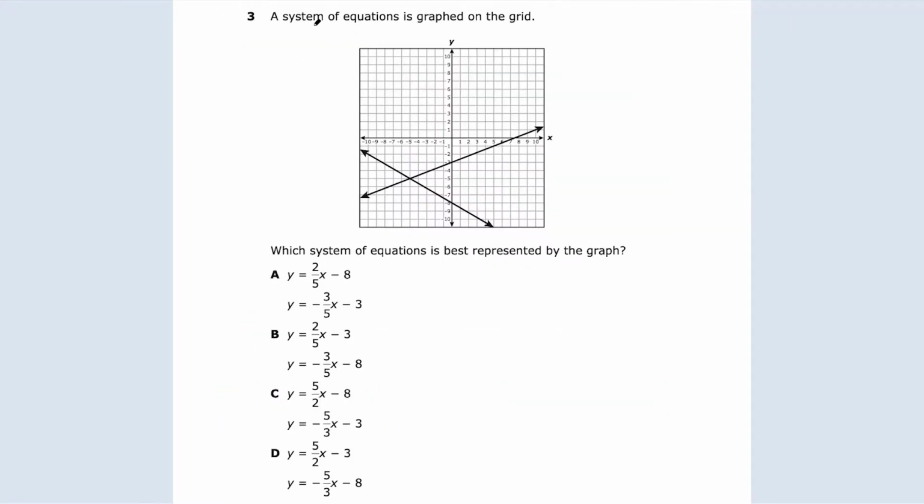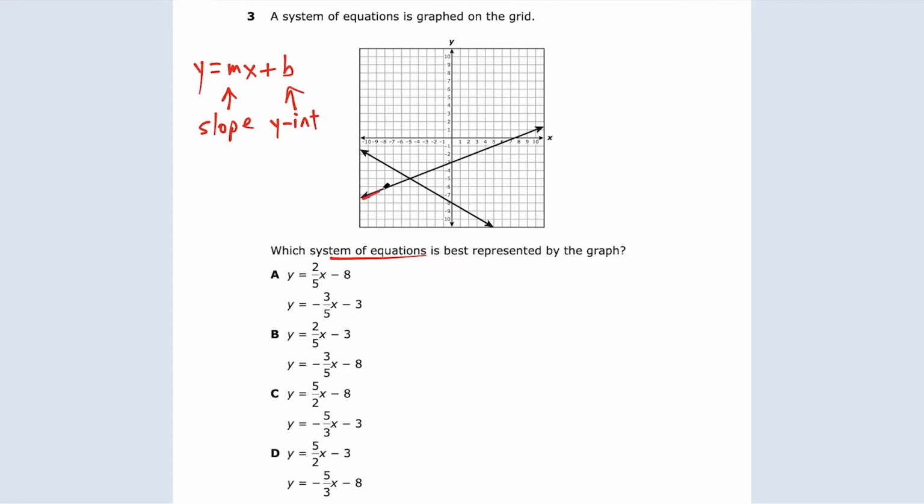So question 3, we have a system of equations graphed on the grid, and we want to know which system of equations is best represented by the graph. So this is the equation that you need: y equals mx plus b. The number in front of x, the m value, is the slope. That is the rate of change of the line. It tells you how fast the line goes up or down. And then the b value is the y-intercept. That tells you where the line crosses the y-axis.